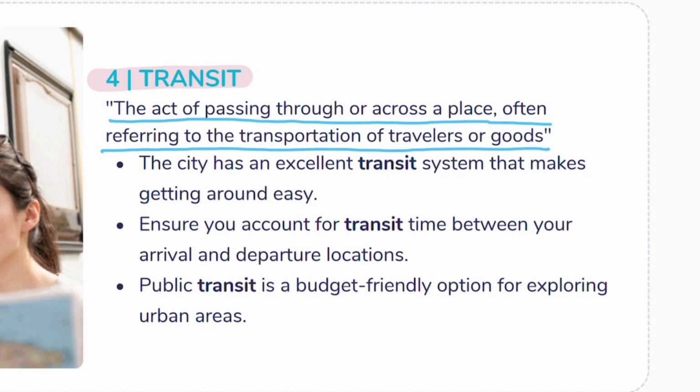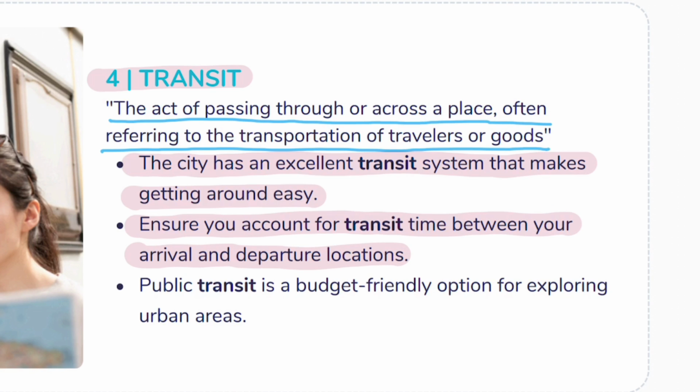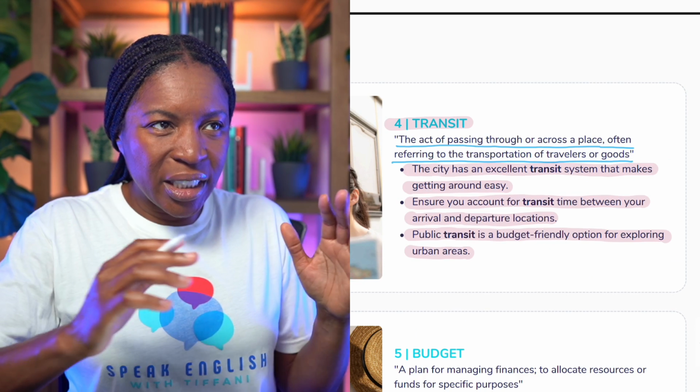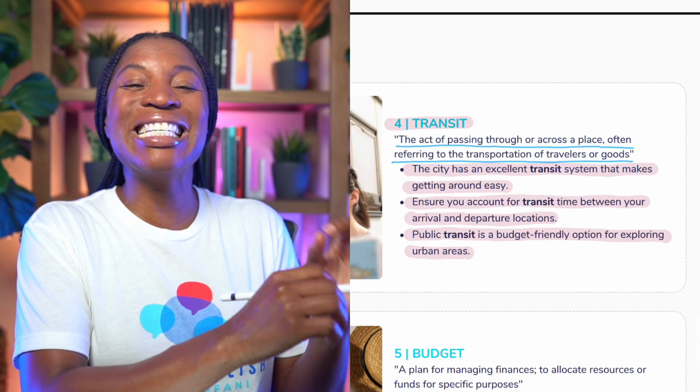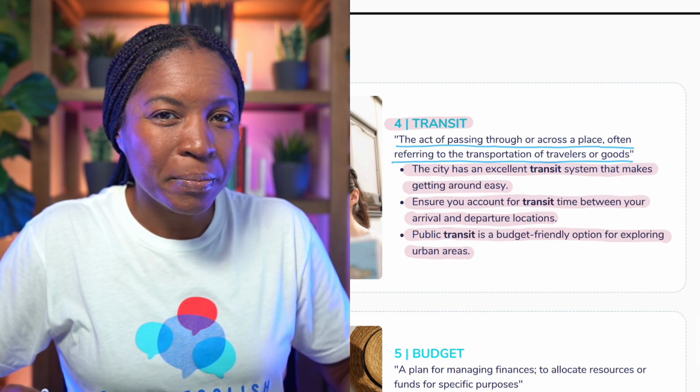Now let's check out these example sentences for the word transit. Here's the first sentence. The city has an excellent transit system that makes getting around easy. Next, ensure you account for transit time between your arrival and departure locations. And finally, public transit is a budget-friendly option for exploring urban areas. So, once again, our fourth term is transit.